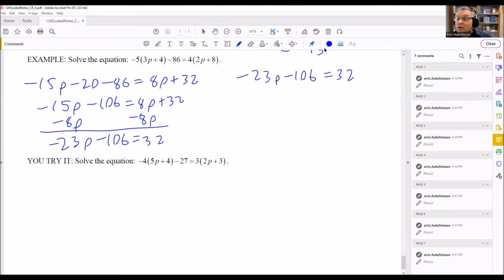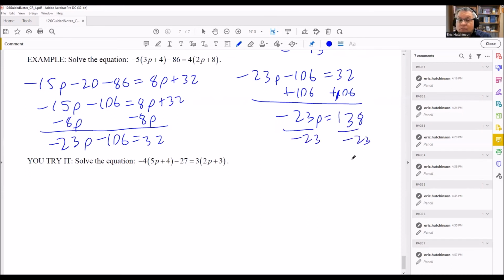Okay, so I want to get rid of the 106. So I'm going to add that to the other side. So I'm going to add 106 here and add 106 here. I get -23p. If I add this together on that side, I'm going to get 138. It's a 1 right there, so 138. Last step would be to divide both sides by -23. And when we do, we just get p by itself equals, and -6 is the answer there. Okay.